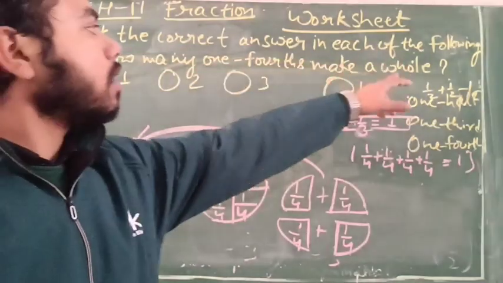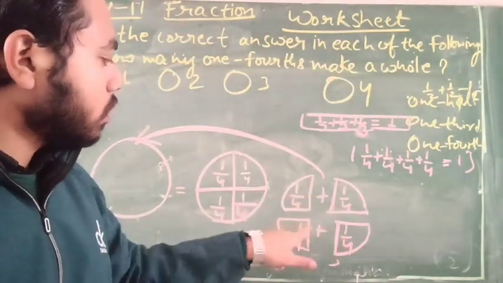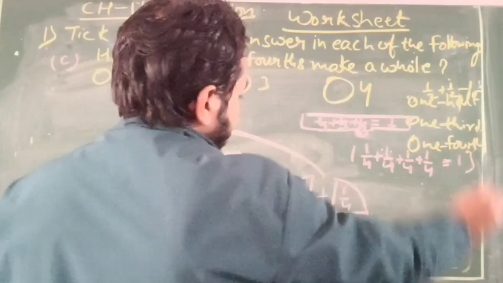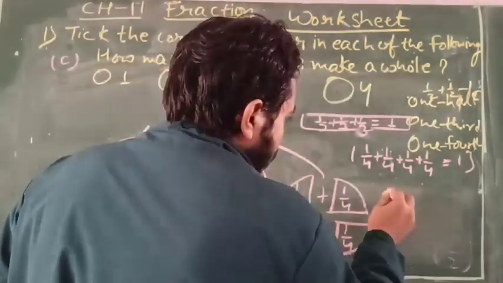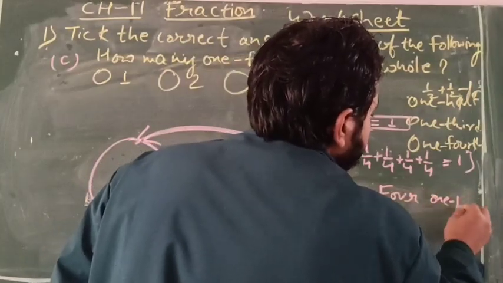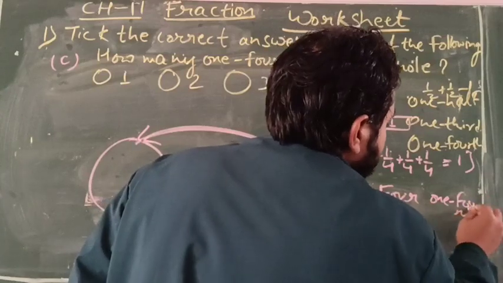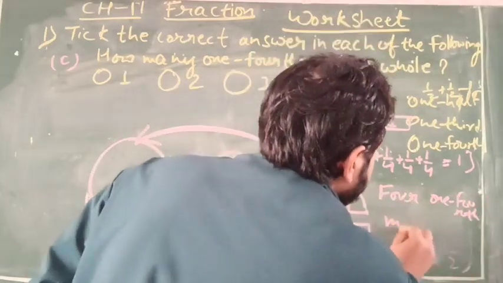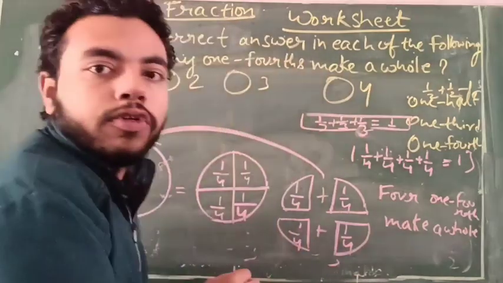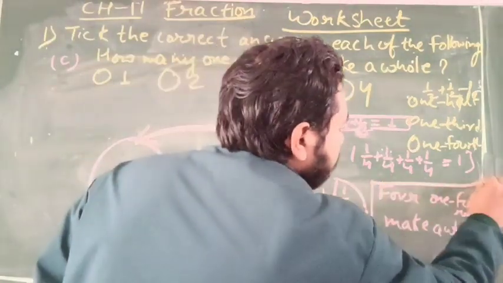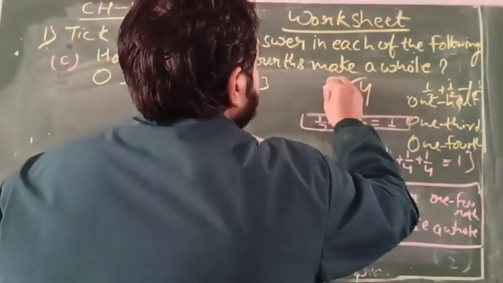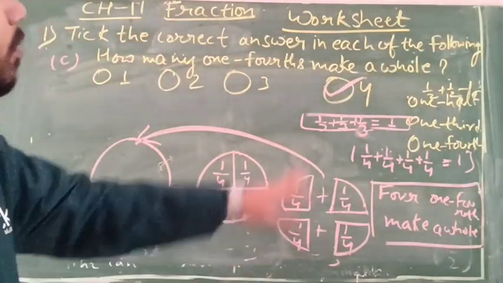How many 1/4 make a whole? Here you count 1, 2, 3, 4. Okay, 4 quarters make a whole. So your correct option will be 4.